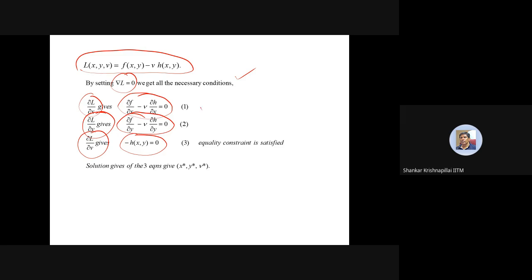So if you solve these three equations, you can get x star, y star, and also the value of nu star. X star, y star is our solution.